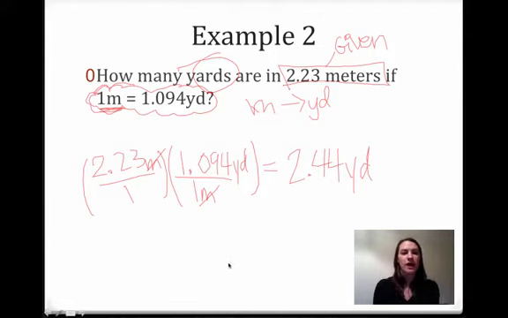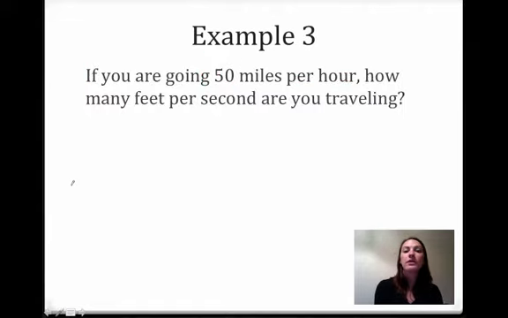Let's try a tricky one now. Example 3. If you are going 50 miles per hour, that's my given. I'm going that much.